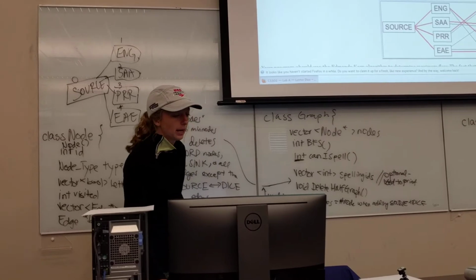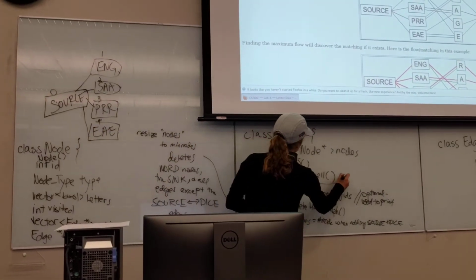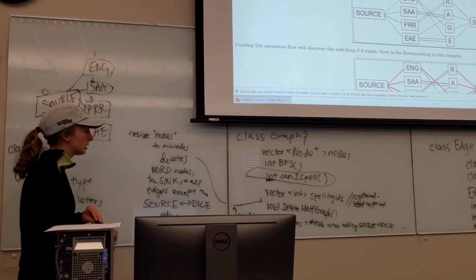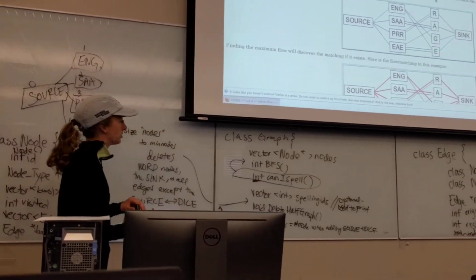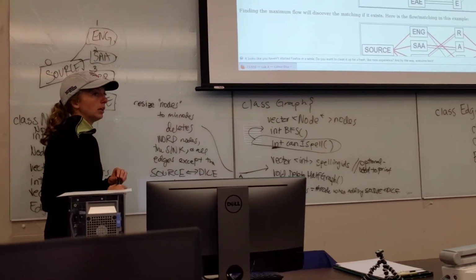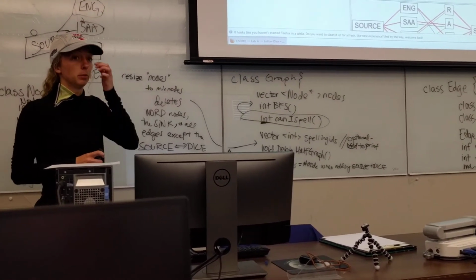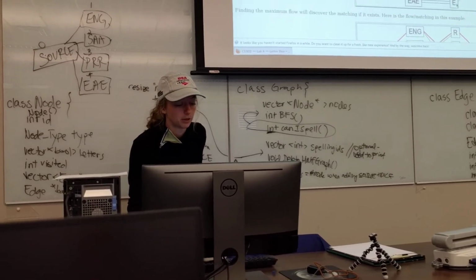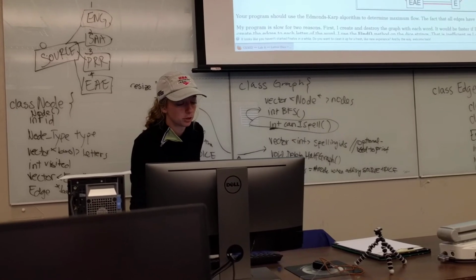So to do that, this is where I use Can I Spell. So Can I Spell calls breadth first search. And it will call it over and over and over again until you can't find any more paths. So the first time we look at Can I Spell, it's going to go into breadth first search.